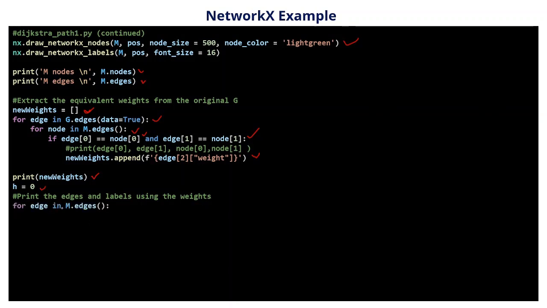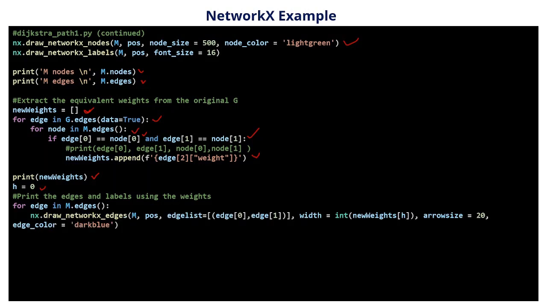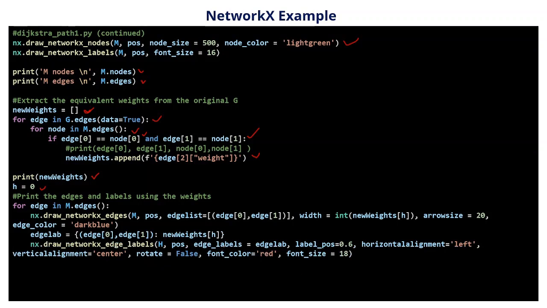So we say for edge in m.edges, follow the same procedure we used to draw the edges together with the labels. Every other procedure remains the same, which has been explained in the last two lectures. In order to draw the labels, we are creating these edge labels by using the new weights, which we obtained from this loop, and then we are looping through it using the loop variable h. We can now show the graph.